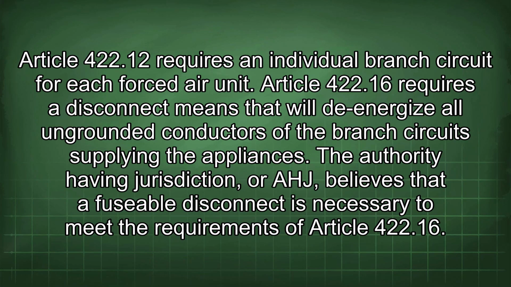Article 422.12 requires an individual branch circuit for each forced air unit. Article 422.16 requires a disconnect means that will de-energize all ungrounded conductors of the branch circuit supplying the appliances.